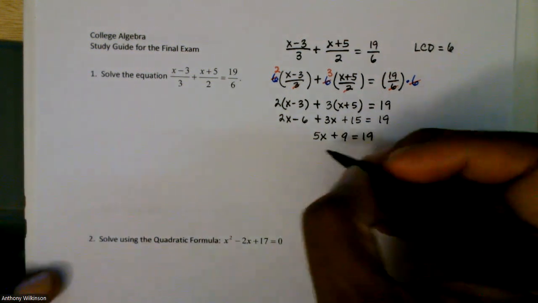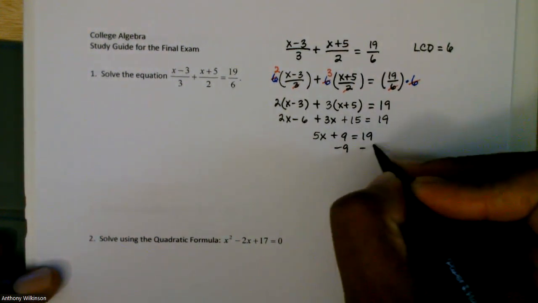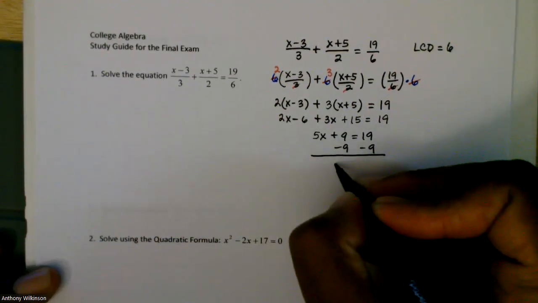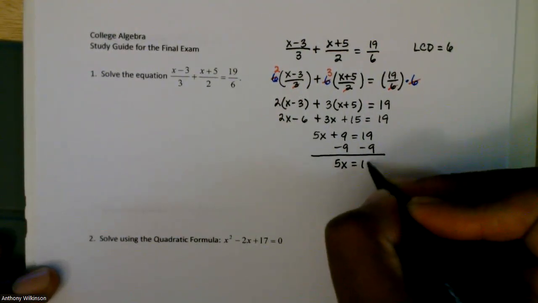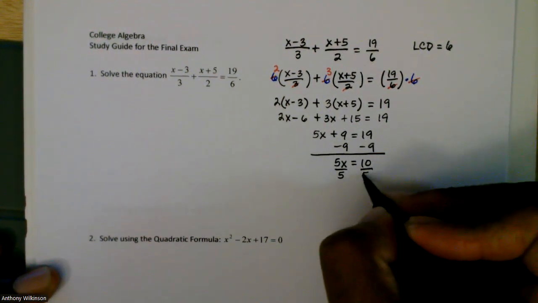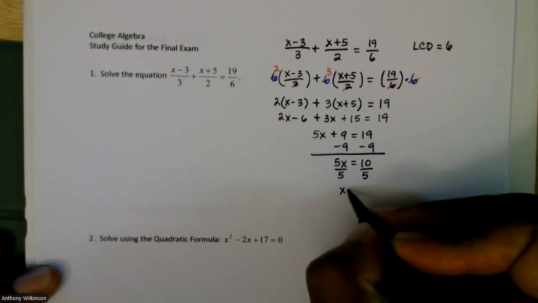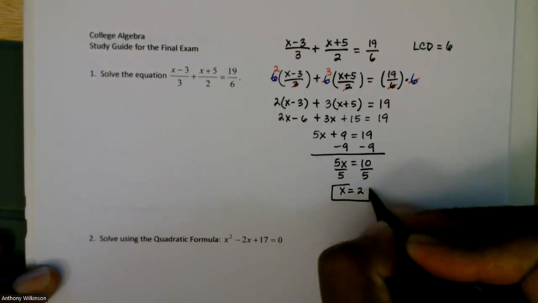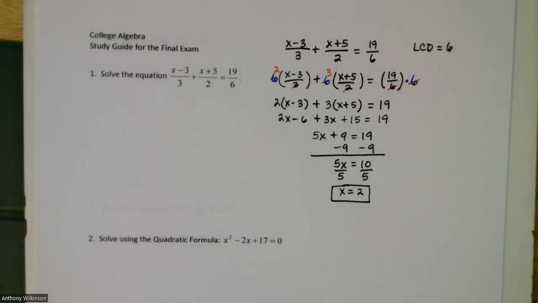Now I need to get 5x by itself. I'm adding 9, so I need to subtract 9 on both sides. So this means 5x is equal to 10. And to get x by itself, I'm multiplying it by 5, so I divide both sides of the equation by 5 to get x is equal to 2. Now notice I didn't mention anything about checking, but if you have the time, you can check this solution. But I will tell you that x equals 2 is the solution to that linear equation. Okay. All right, that's problem number 1.